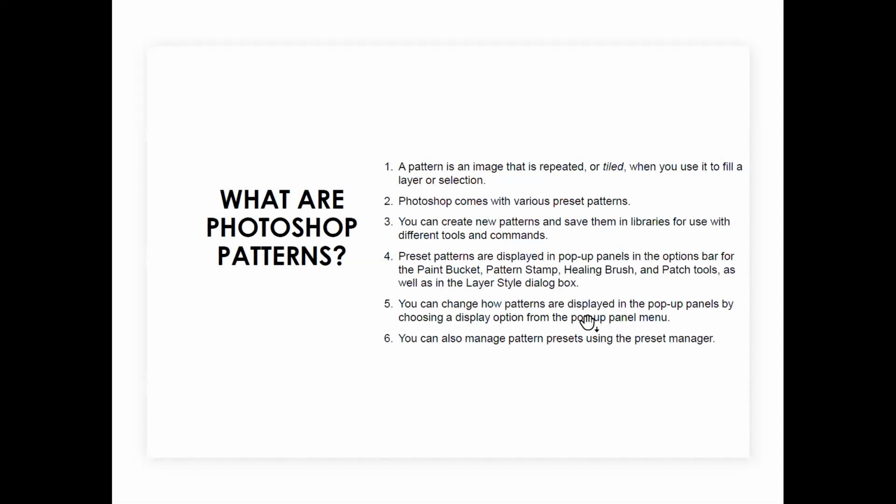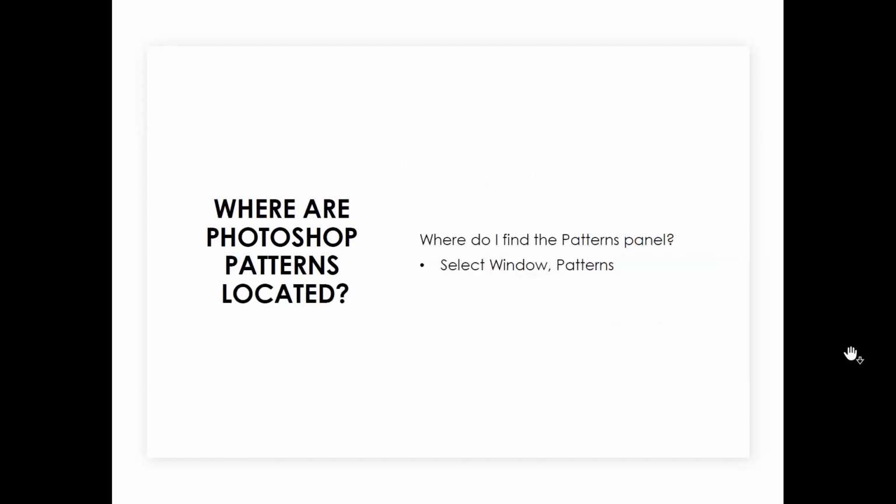You can change how the patterns are displayed in the pop-up panel, so I'll go over those. You can manage pattern presets. And once I finish these slides, I'm going to show you on Photoshop how to do all these to create your pattern. You find the patterns under the Window, Patterns menu. You select patterns and then your panel will appear, and I'll show you that.